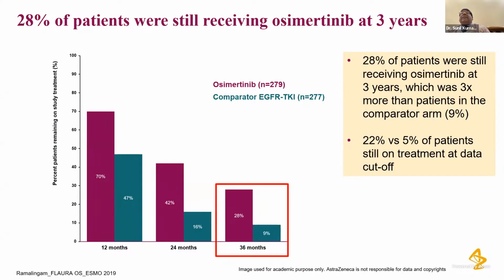So now just see the important thing, which is very, very important for the third generation TKI. 28% of patients were still receiving osimertinib after 3 years, which is routinely not seen with first generation and second generation TKI. The graph clearly shows that at 36 months, 28% of patients were on osimertinib as compared to 9% on the first line or second line. The important thing is 22% versus 5% of patients are still on treatment at data cutoff. Next slide, please.